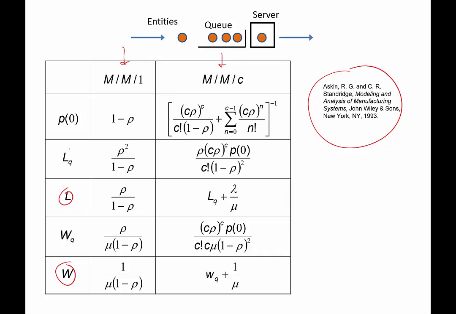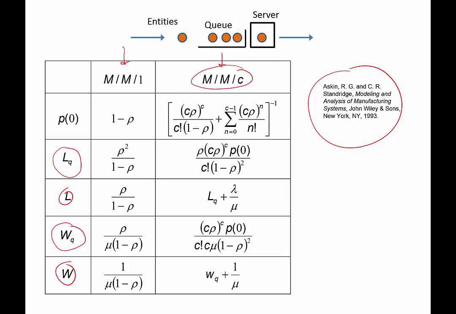We also have two additional values that we haven't talked about, LQ, which is the number in queue at steady state, and WQ, the time spent in queue at steady state. If we have MMC, so if we have more than one server, then the computation is a little bit more involved, but still fairly straightforward in that we can just compute the exact values.